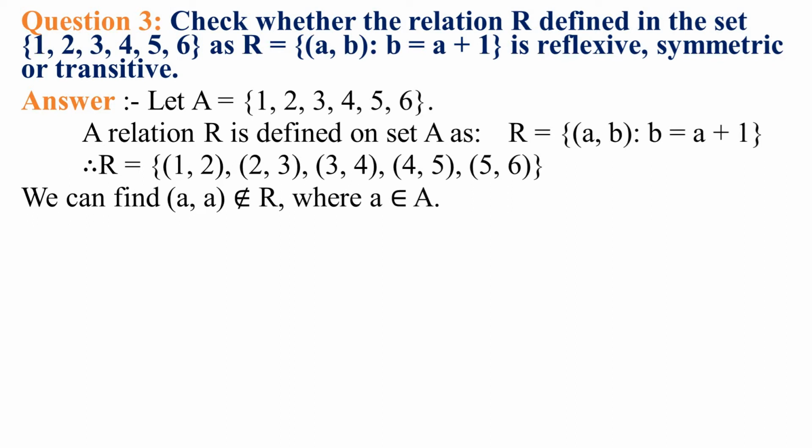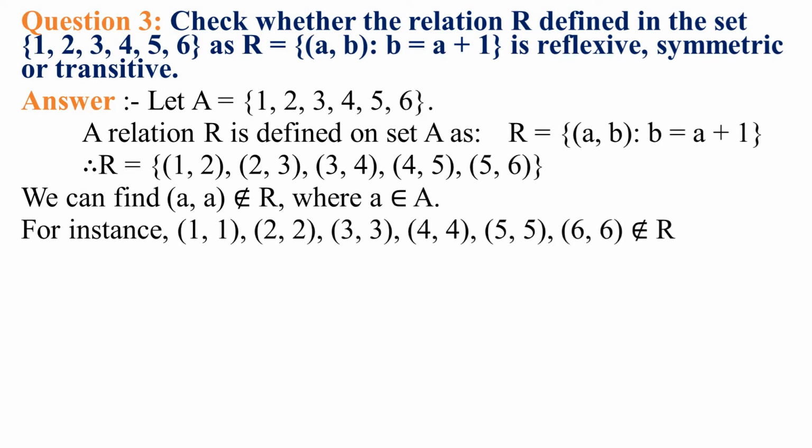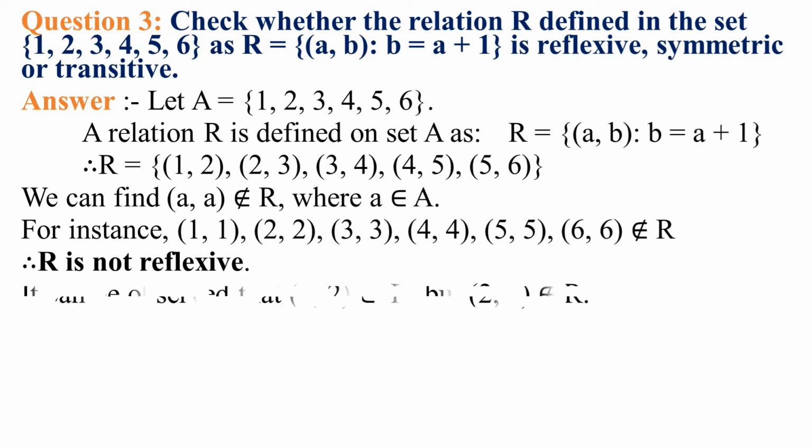First we check the reflexive property. The reflexive property means for every a belonging to set A, the ordered pair (a, a) belongs to R. But here (a, a) does not belong to R, because (1, 1) does not belong to R, (2, 2) does not belong to R, (3, 3) does not belong to R. Therefore R is not a reflexive relation.